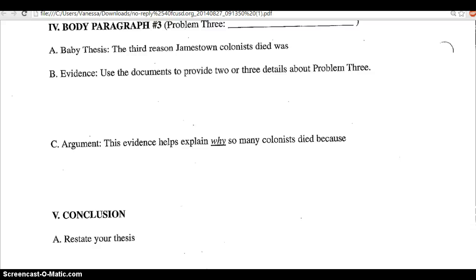Your last body paragraph, if you're using the example that we copied in class, then you would use the one about relations with the natives that already lived there. So again, you're going to have to go to your document. This one's going to be document E. That's the clue. You're going to use document E. Put the third reason, which would be relations with the natives, copied again one more time here. Use some details from document E, then tie it in. How does that show why so many people died?